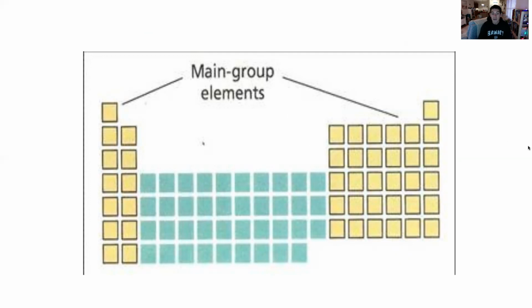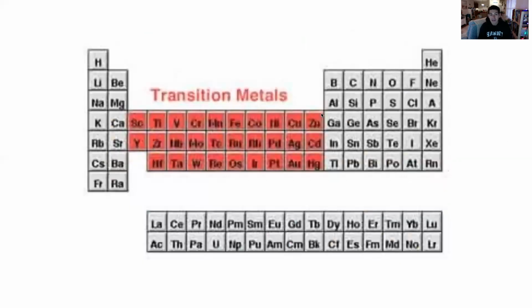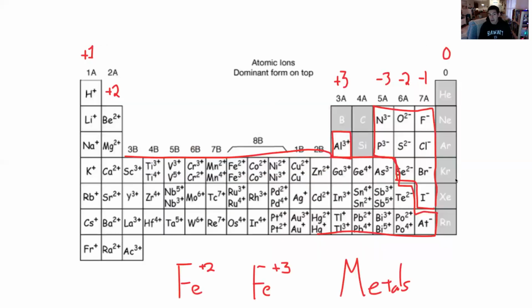Groups 1, 2, and 13 through 18 we refer to as the main group elements. We skip the middle of the periodic table and the bottom. The middle is the transition metals. They have properties of metals like groups 1 and 2, but that transition gives them this weird effect where they can change their number of valence electrons, so we don't always know how many they have. The bottom of the periodic table are the lanthanide and actinide metals, and those are not very important for us.